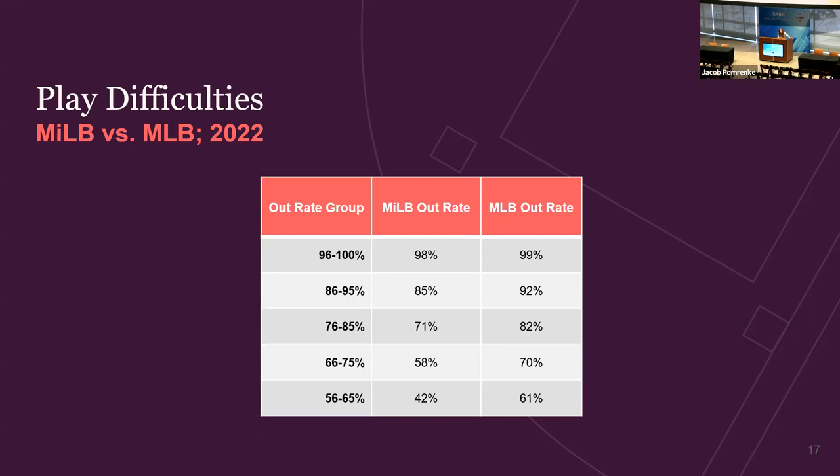And I didn't list every out rate group because that would get long, but the trend just keeps following down. The harder the plays get, the bigger the disparity in minor league and major league success rates on those balls.